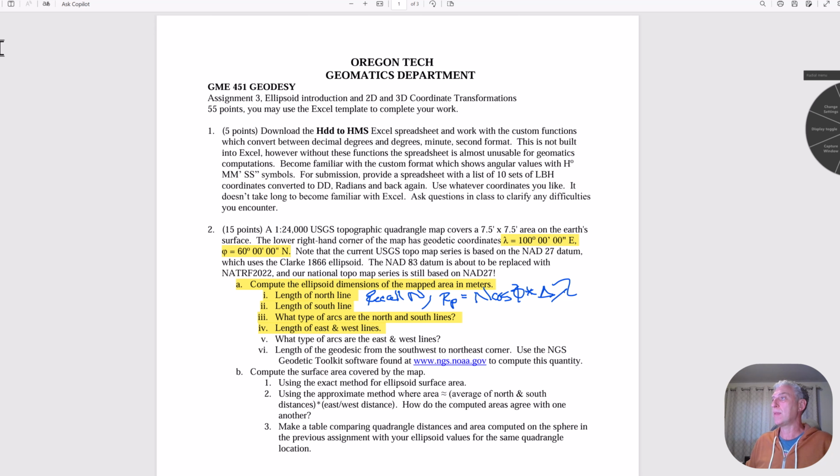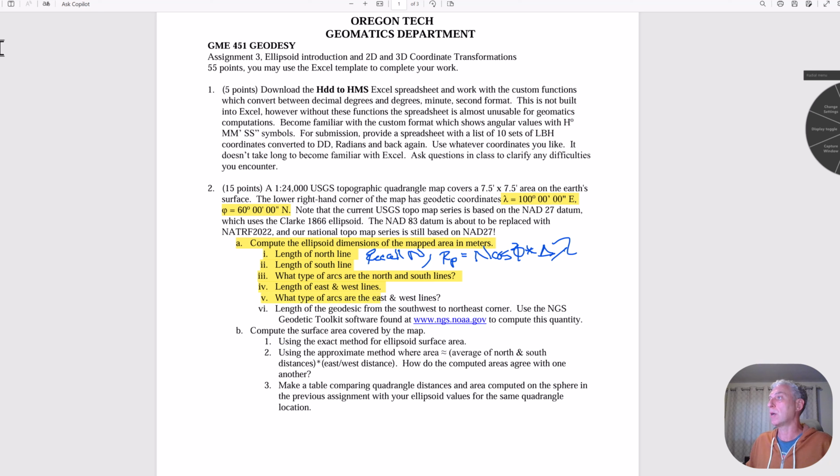And then you'll want to state what types of arcs the east and west lines are, and the length of the geodesic from the southwest to the northeast corner. The geodesic, remember, is analogous to the great circle distance. It's the shortest distance on an ellipsoid between 2 points. So we're going to come up with the length of the geodesic, the shortest length on the ellipsoid between the southwest and the northeast corner. We're going to use NGS to do that. Let me demonstrate.